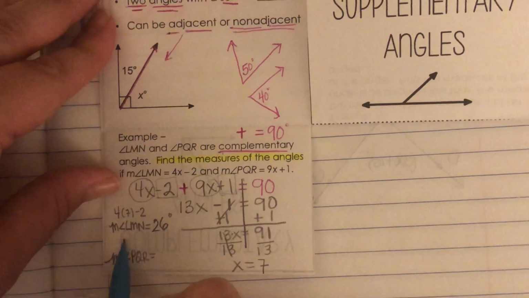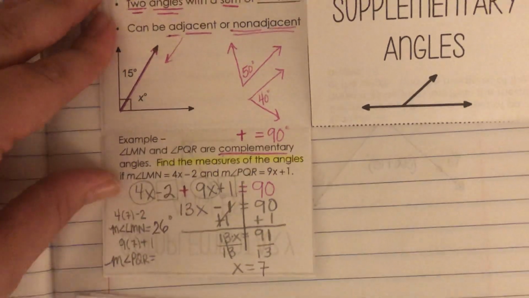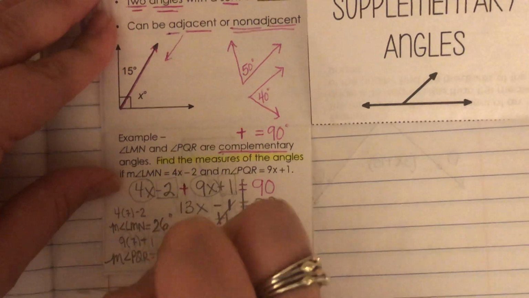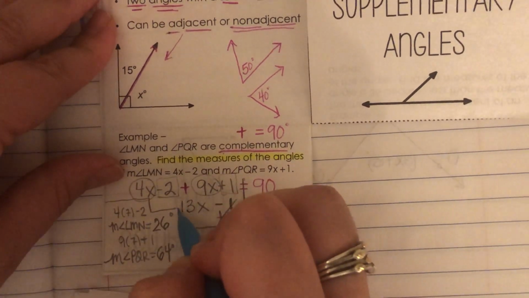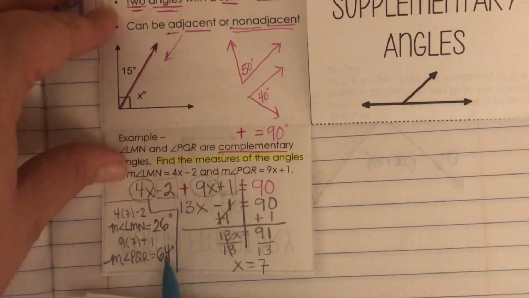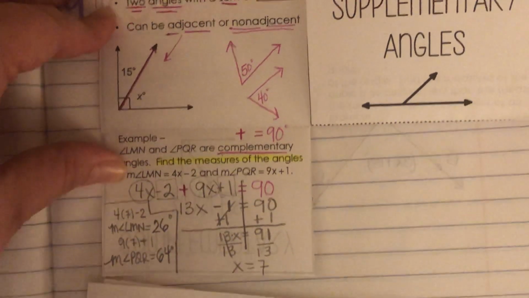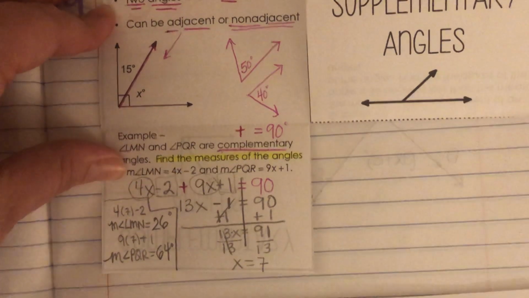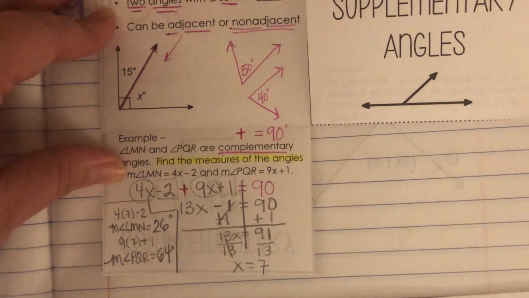PQR equals, that one's 9 times 7 plus 1. 9 times 7 is 63 plus 1, 64. Now some of you might be thinking, but Miss, I didn't have to plug it in. No, you did not. Because you know that these two angles are complementary, to get this second angle you could have taken the 26 that you got for the first one and subtracted it from 90. That is 64 as well. So that's another way that you could have found PQR. But you can always just substitute.